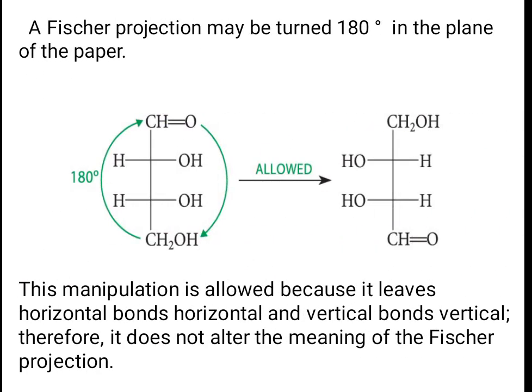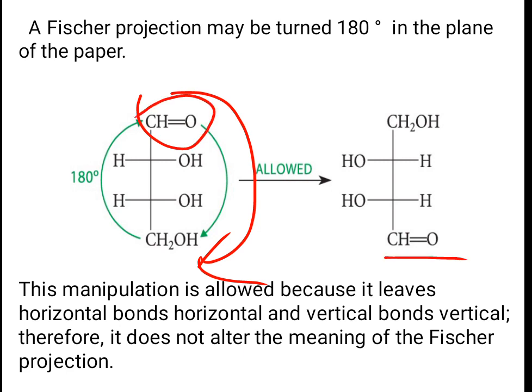A Fischer projection may be turned 180 degrees in the plane of the paper. This manipulation is allowed because it leaves horizontal bonds horizontal and vertical bonds vertical. Therefore, it does not alter the meaning of the Fischer projection. So, if you have a Fischer projection, then you can turn it 180 degrees in the paper. So, this top carbon will go to the bottom and this bottom carbon will come to the top. This is Fischer allowed.